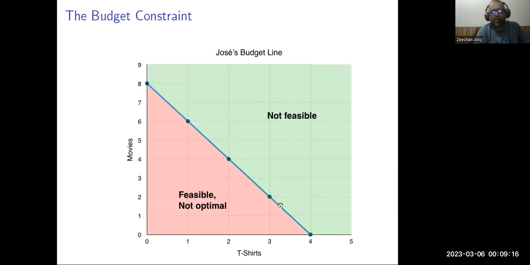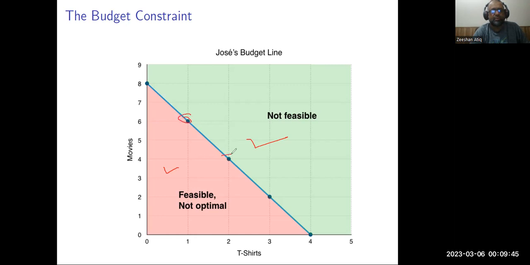Say for example, take this region, this region, and this region. If you are consuming in this region, you can afford it, but you are not optimizing your consumption, because with your available income you can actually spend more and buy more goods. Here, the amount of goods that you want to consume is not affordable. You don't have enough income to reach this level of consumption. So your maximum consumption will be on the budget line.